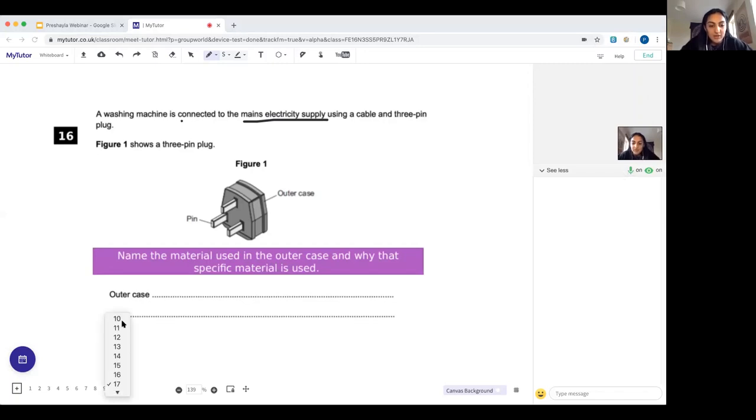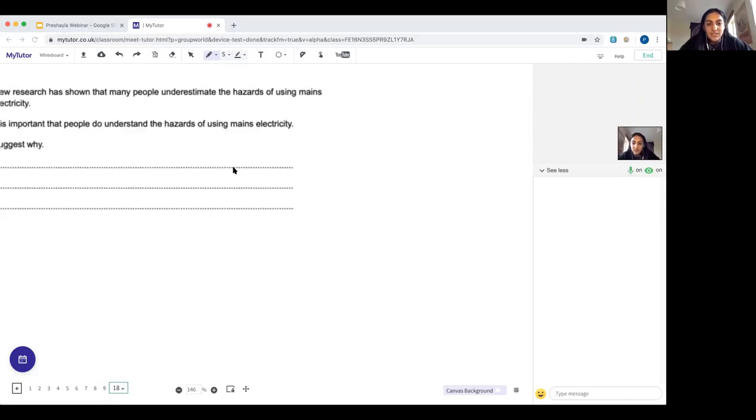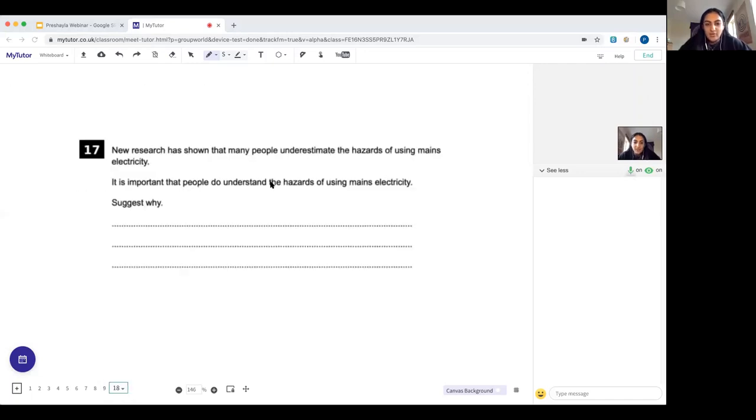Okay, so this is again kind of a wordy question. It's about your own kind of understanding of hazards. So new research has shown that many people underestimate the hazards of using mains electricity. It's important that people do understand the hazards of using mains electricity. Why is it important that we understand the hazards?